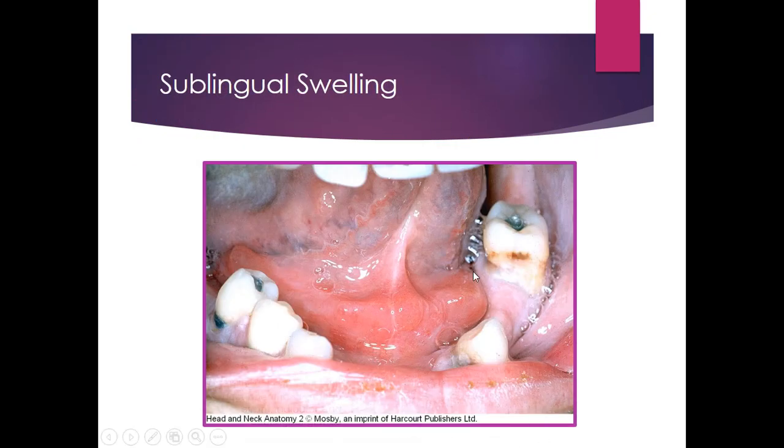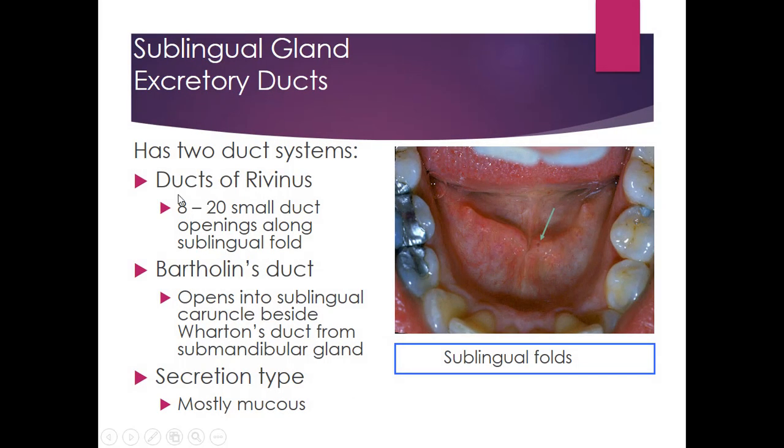So here's a sublingual swelling, and that could be from a salivary stone. Again, the sublingual gland has excretory ducts. It has two duct systems. The ducts of Rivinus, which are 8 to 20 small ducts along the sublingual fold, right along here. And then the Bartholin's duct, which opens into the sublingual caruncle, right beside the Wharton's duct of the submandibular gland. Mostly, the sublingual gland secretes mucus.